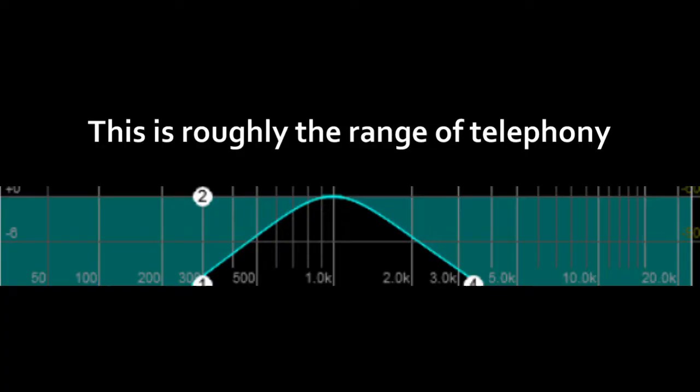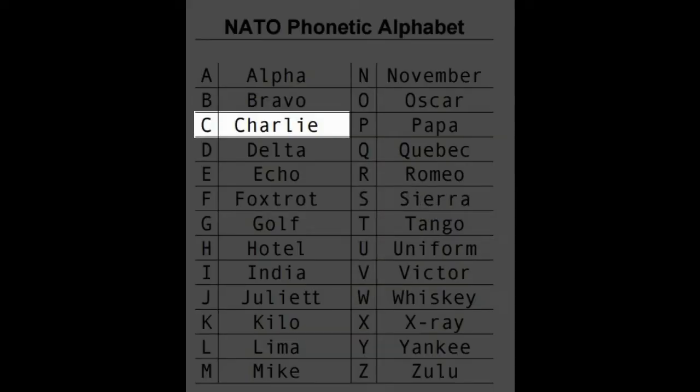This also means that we wouldn't hear information above 3400 Hz, which would be useful for recognizing some consonants. This is why the NATO phonetic alphabet is necessary.